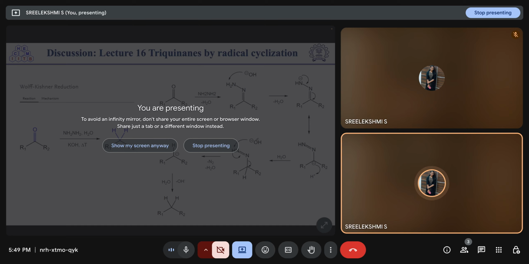Again then OH minus will come here and take this proton, these electrons will shift to here and this bond will break, N2 will eliminate and H2O will eliminate to form this. Again KOH will protonate this to form this compound. So that's how in Wolff-Kishner reduction this ketone is converted into the corresponding alkane by using hydrazine and a base.